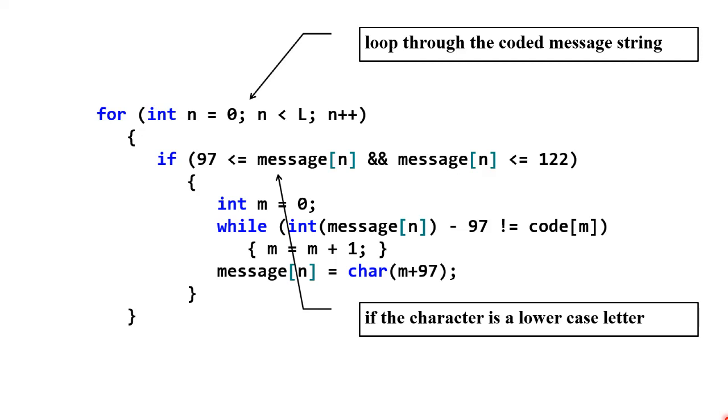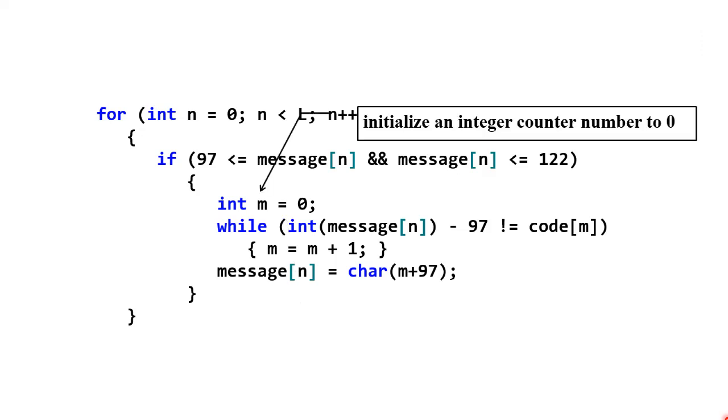And if you determine that you are looking at a lowercase letter, you then have to search through the lookup table to find where the character in question matches the character in the lookup table. So to do this search, I found it works this way. You might find a way that is better or quicker or more intuitive to you, but this seemed to work for me. I initialized a counter M, set it equal to 0, and then did a while loop.